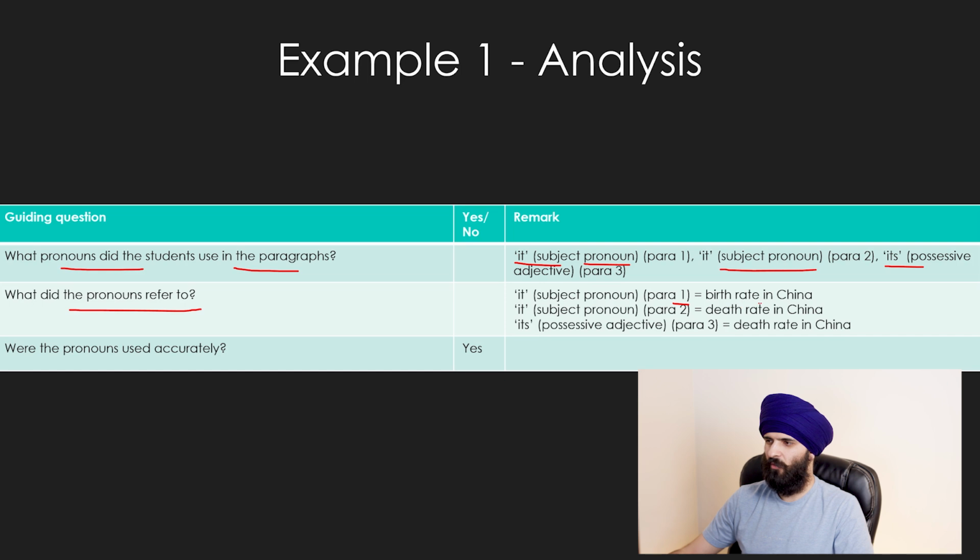In paragraph 1, it was the birth rate in China. In paragraph 2, it was the death rate in China. As a possessive adjective, it was the death rate in China again. Were the pronouns used accurately? Yes, they were. So this is actually a very solid answer.